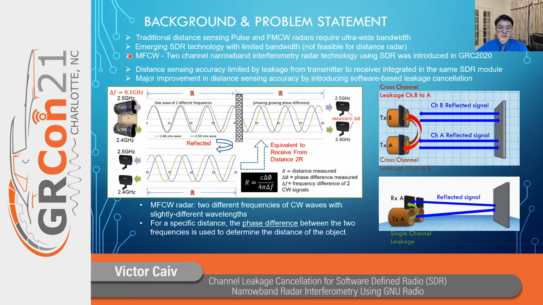So in last year's project, I got around that by developing an MFCW radar. MFCW stands for multiple frequency continuous wave. I used two different CW waves with slightly different frequencies, and when those reflect back from the target, they each come back with a phase offset. And the phase difference between those frequencies is used to determine the distance of the object.